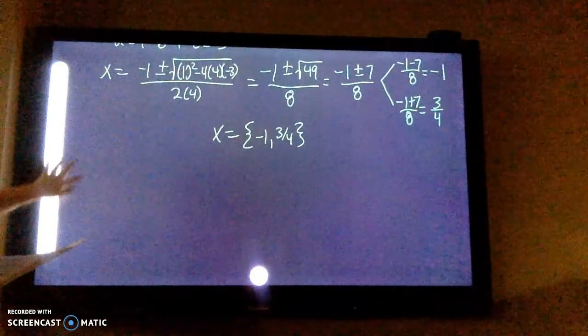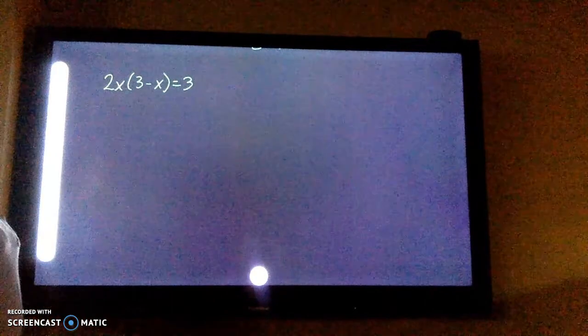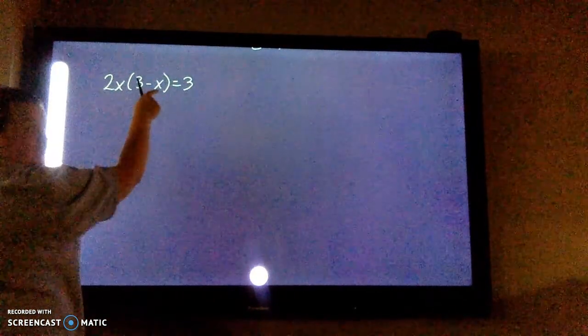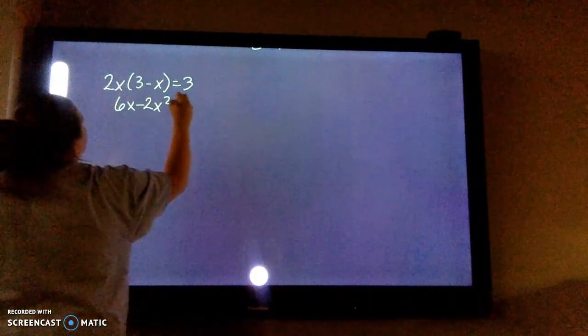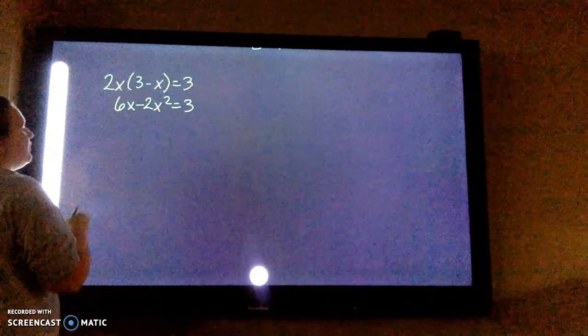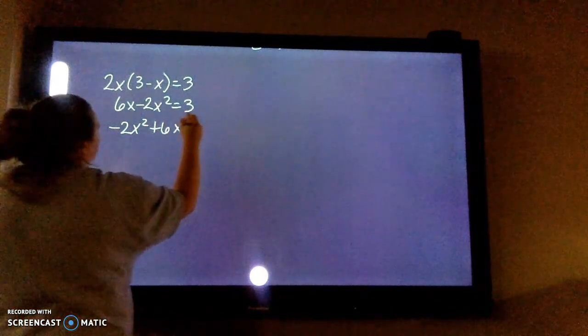Next example is 2x times 3 minus x equals 3. So this requires some manipulation to get it into our quadratic form. Distribute the 2x, I get 6x minus 2x squared equals 3. Rearrange, negative 2x squared plus 6x minus 3.